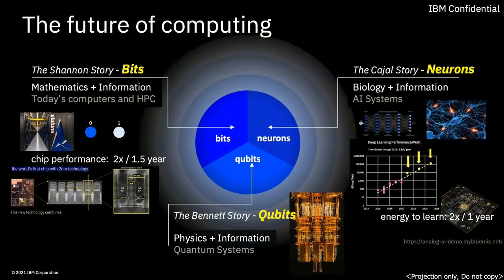Now let's focus on computing. IBM is viewing computing in these categories. The first, bits. Second is neuron. And third is qubit.